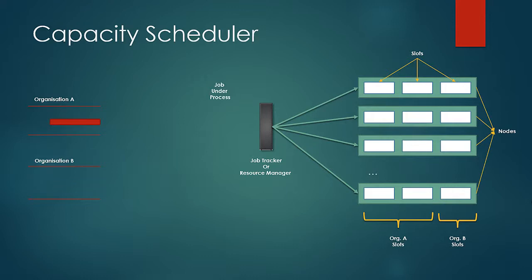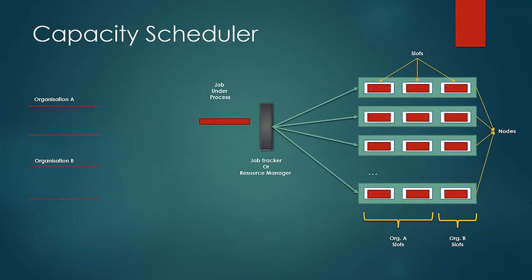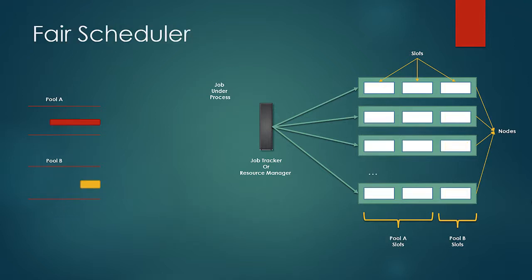Suppose a job enters organization A's queue. So it would be picked up as there is no job running. Moreover, this would take up as many resources as available. This would effectively utilize the cluster. When a job in organization B appears, tasks of the first job would be killed to free up the slots for the new job. There are many features available in this scheduler like capacity guarantees, elasticity, security, etc., which can be customized by the administrator for the situation.